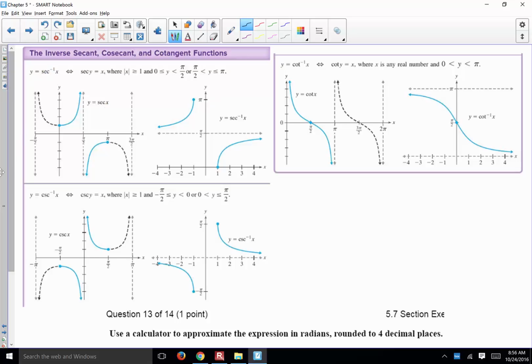Secant is the same as cosine. Cotangent is the same as cosine again. And cosecant is the same as sine. Almost the same as sine. We will mention this tomorrow. Okay.